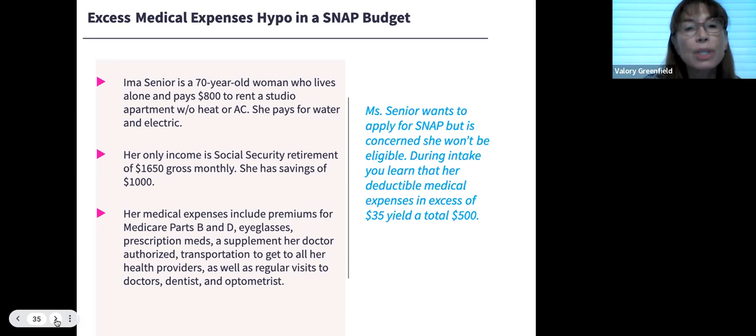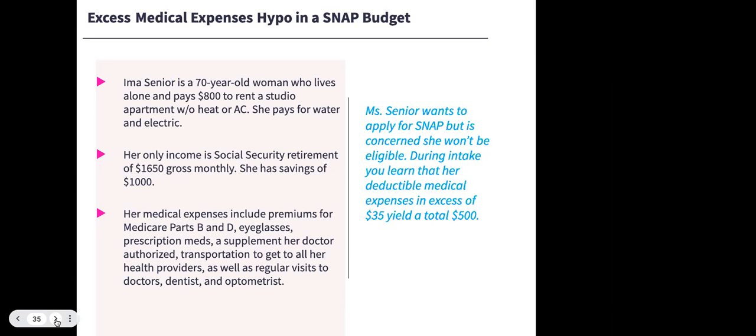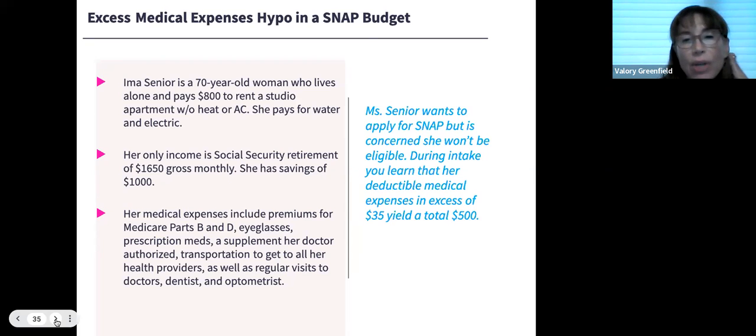Her only income is Social Security retirement of $1,650 gross monthly, and she has savings of $1,000. Now, she's not getting a disability benefit. This is a retirement benefit. But is she going to be subject, Cindy, to any of the special rules for people who don't have to meet the gross income limit? Yes, because she is a senior, she will not have to meet the gross income limit. She's over 60, so that's right.